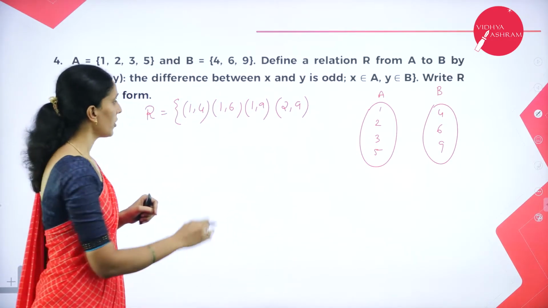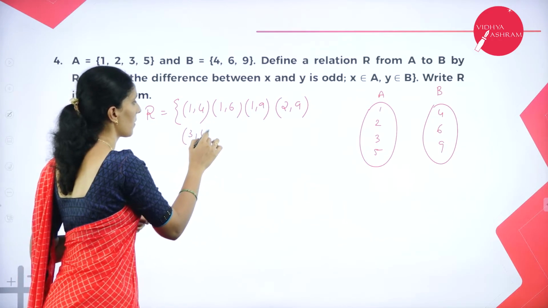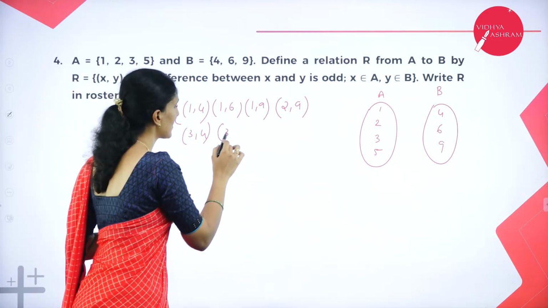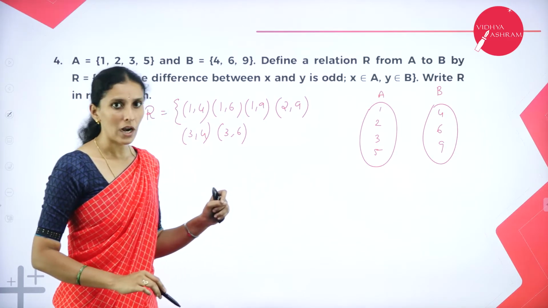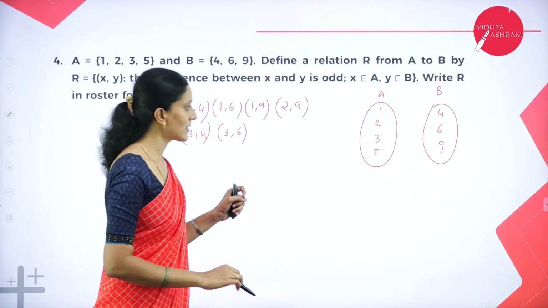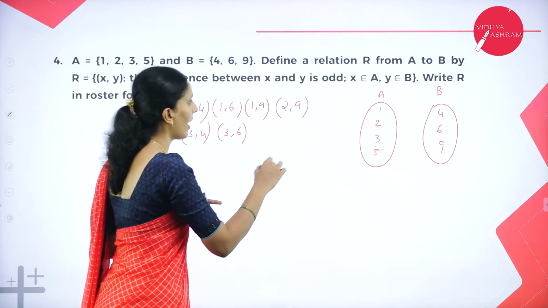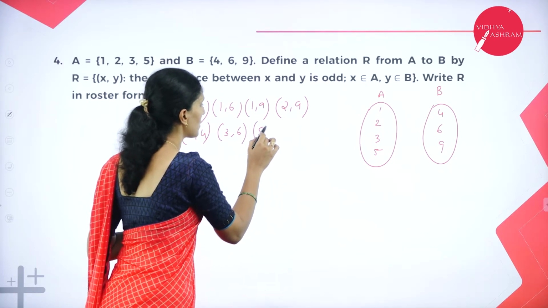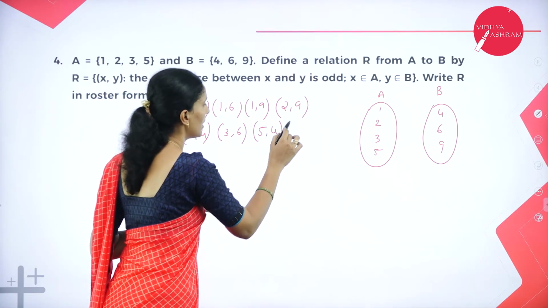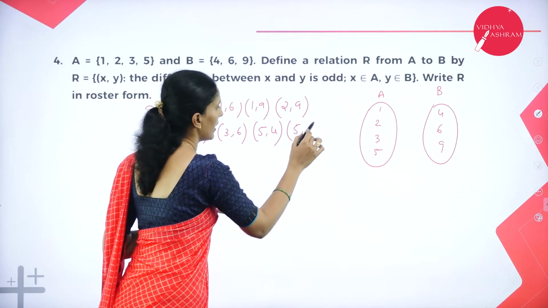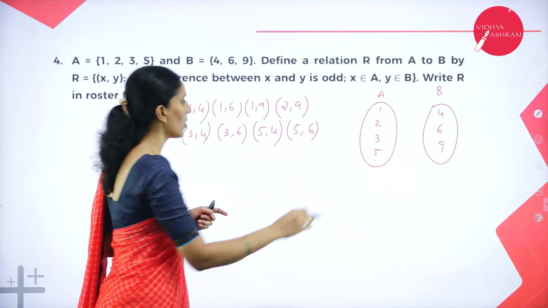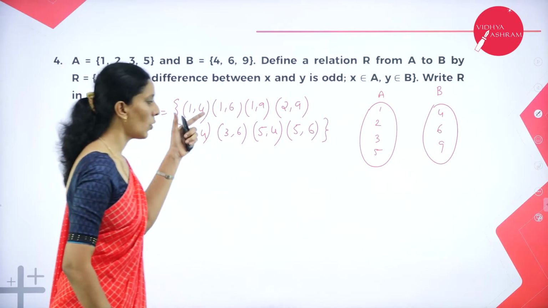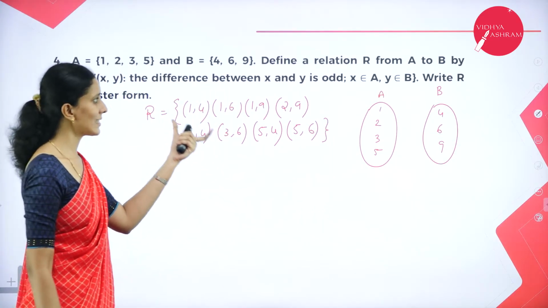Similarly, (3, 4) you can write. (3, 6) you can write because their difference is odd. (3, 9) you can't take because 3 minus 9 is minus 6. Then (5, 4) is possible. (5, 6) is possible. (5, 9) is not possible because it will give you an even number. So the only possibilities of ordered pairs are these.